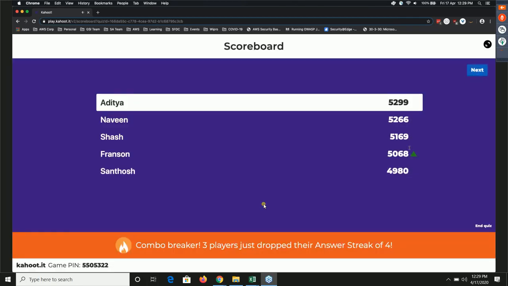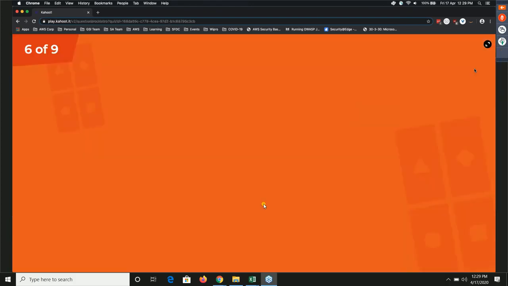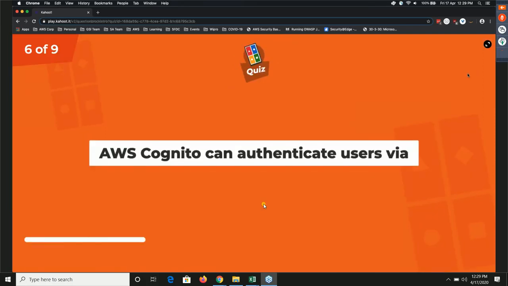Okay, we have a bit of a change in terms of 4th and 5th position, and we have 3 players who dropped their streak of 4. Okay, interesting. Let us see.